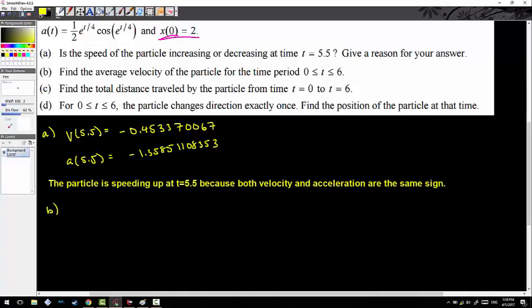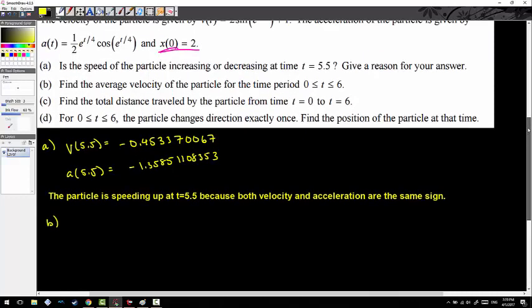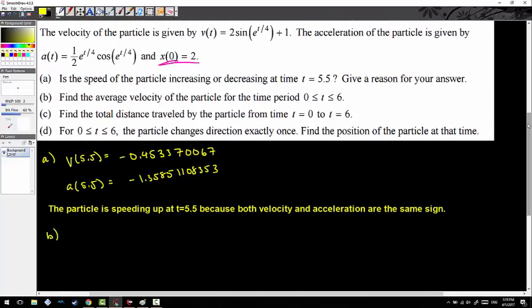Alright, part B says, find the average velocity of the particle from the period 0 to 6. Okay, the average velocity. Now this question can be a little bit misleading because when you hear the words average velocity, you think that you might want to take a derivative or something like that. But remember, you're only given velocity and acceleration, and they actually tell you that the position function is not explicitly given. So how do we find average velocity if we are only given velocity?